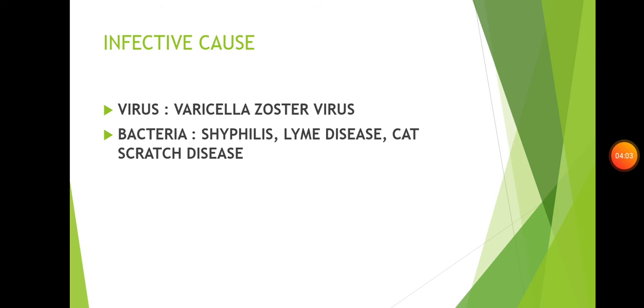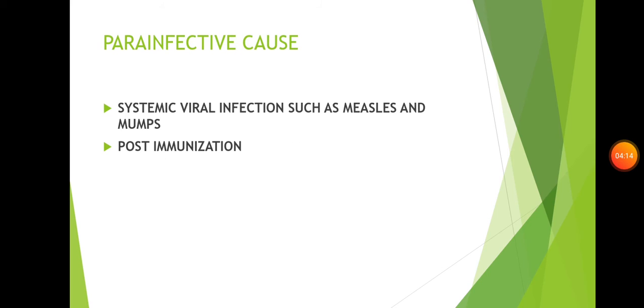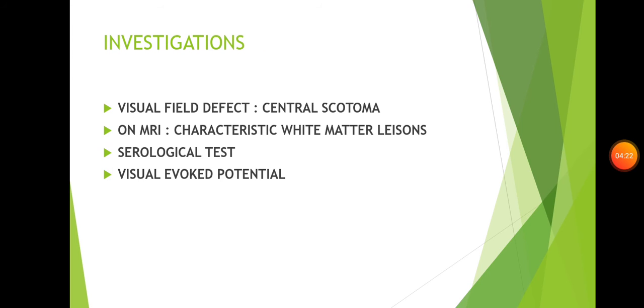Infective causes of optic neuritis include virus and bacteria. Virus is varicella zoster virus, and bacteria include those that cause syphilis, Lyme disease, cat scratch disease. Parainfective causes of optic neuritis include systemic viral infections such as measles and mumps, and post-immunization.